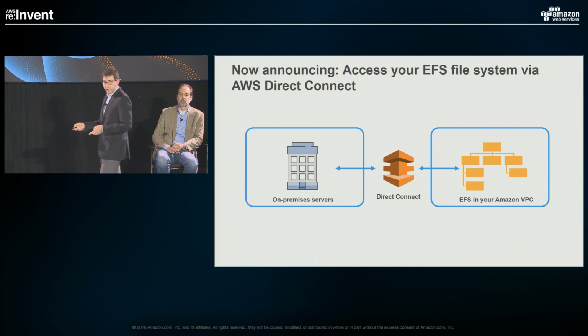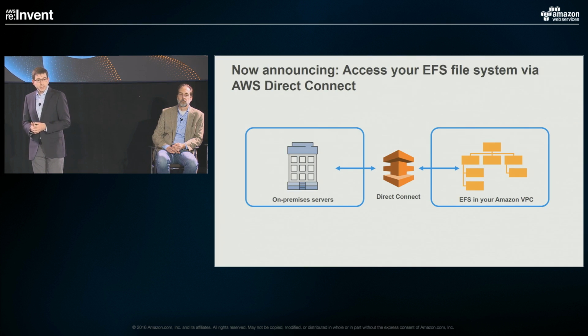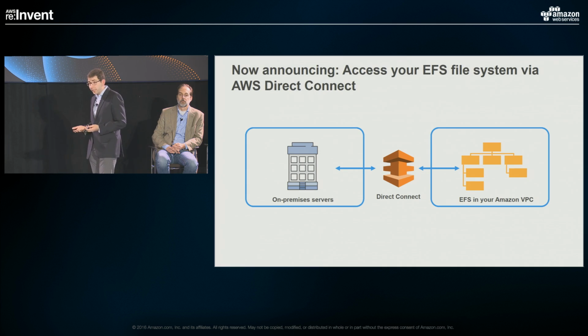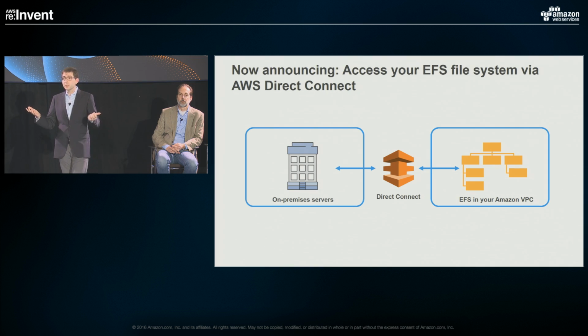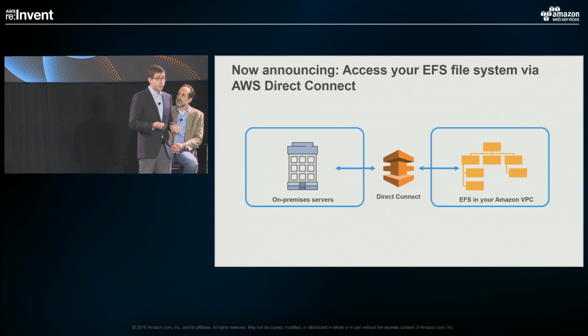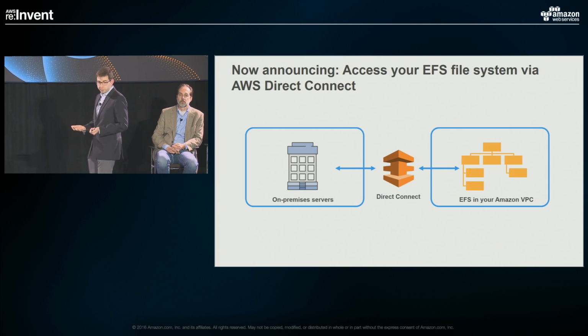And what we're announcing today is access to your EFS file systems from on-premises servers over Direct Connect connections. For those of you who aren't familiar with what Direct Connect is, AWS Direct Connect establishes a private network connection between your on-prem environment and AWS, bypassing the internet entirely. One of the benefits of doing that is that you get improved latencies on this Direct Connect connection compared to a connection over the internet, and you get improved throughput.